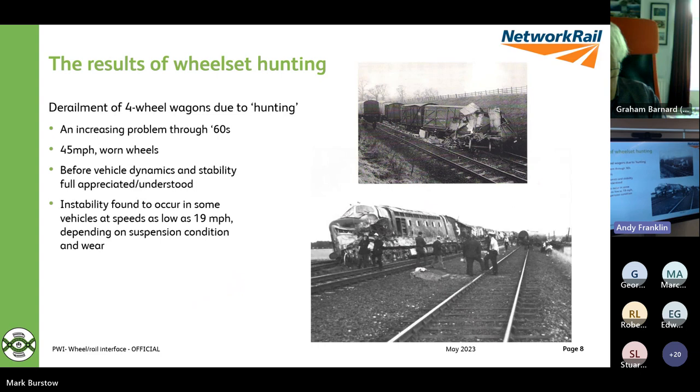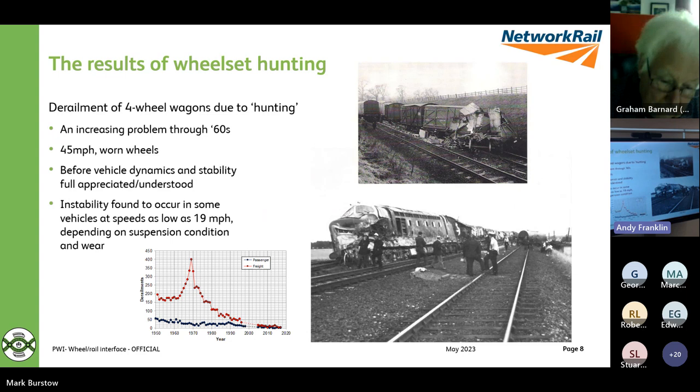The other thing, of course, if you get lots of hunting, you're putting lots of force into the track, so you have the risk of derailment. It was really through the 1960s that vehicle dynamics started to be researched and looked into, as a result of the increasing number of derailments we were having, particularly of freight trains. Four-wheeled wagons were particularly prone to bouncing off track, and no one really knew why.